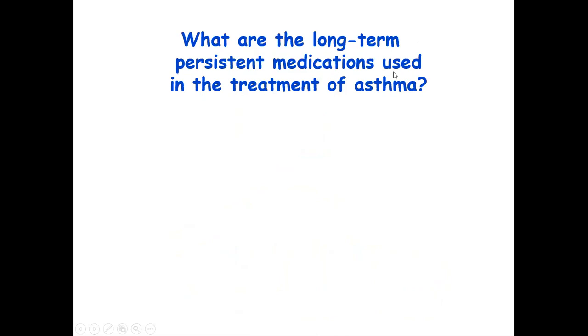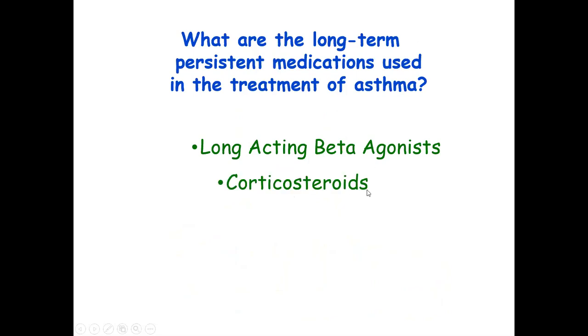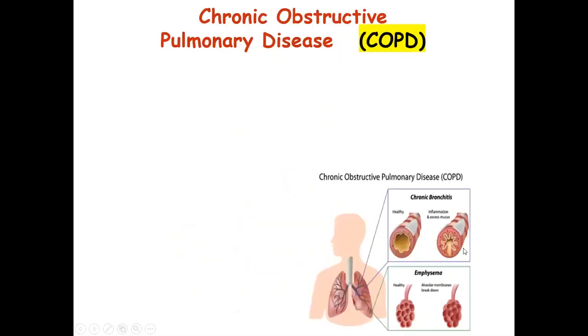What are the long-term persistent medications used in the treatment of asthma? The long-acting beta agonists, corticosteroids, leukotriene inhibitors, mast cell stabilizers.